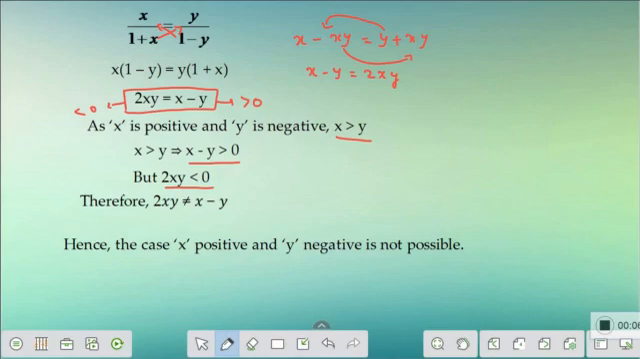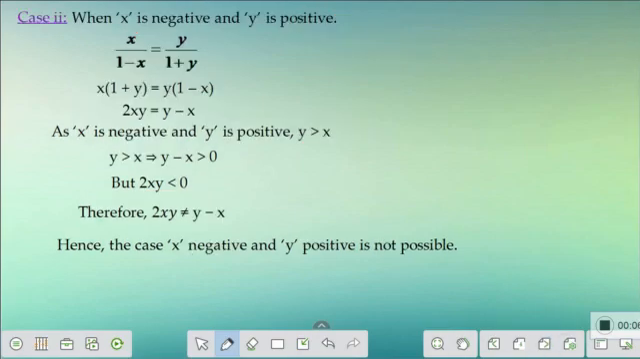Now let's check for x negative and y positive. You'll have a similar argument here. When your x is negative, f of x becomes x by 1 minus x. When your y is positive, again f of y becomes y by 1 plus y. Again, by the cross multiplication process, we see the same thing. That is, we get 2xy equal to y minus x. Again, our x is negative and y is positive. This means that our y is greater than x. When y is greater than x, we know y minus x is greater than 0. That is, in the equation that we have got in this case, the right side is greater than 0.